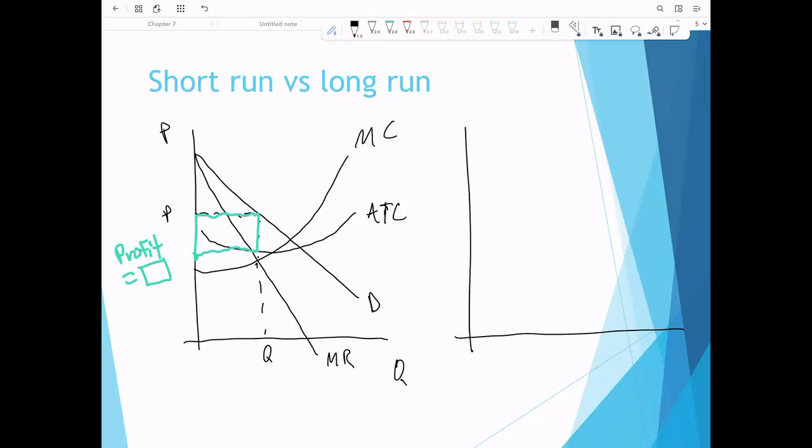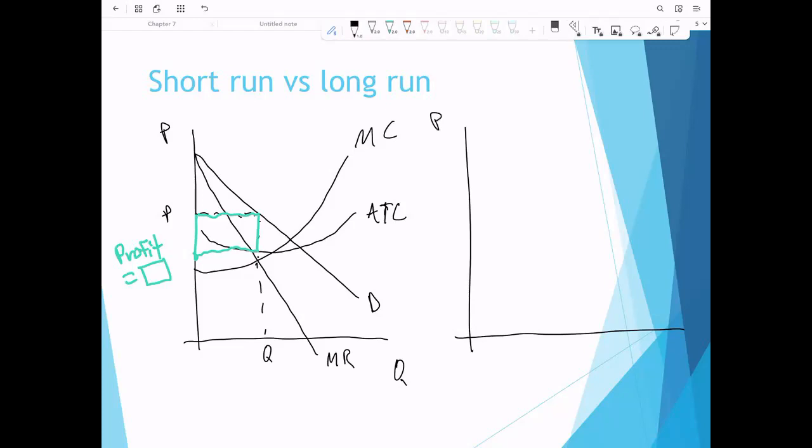If I'm making a profit, a positive profit in the short run, then other firms will come in and they will have lower prices, or firms that already exist will lower their prices to try and get some more of your market. And what happens when the price of a substitute good goes down? Demand for your good decreases, okay? So we would see the demand curve shift in, okay?